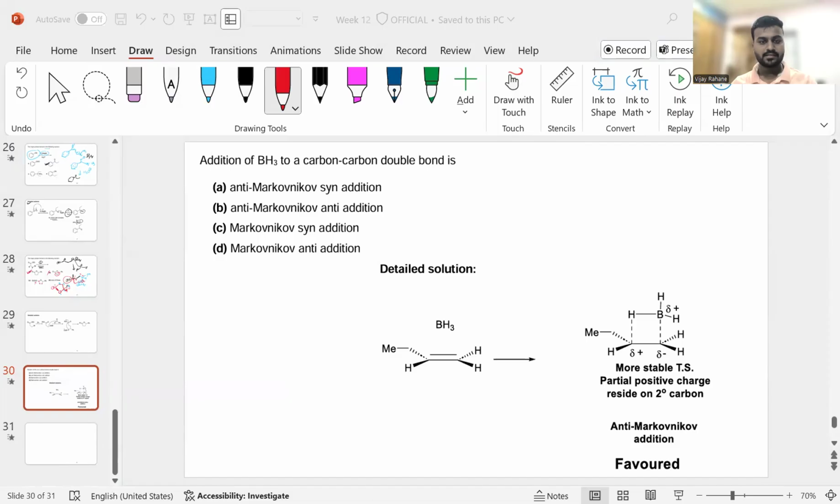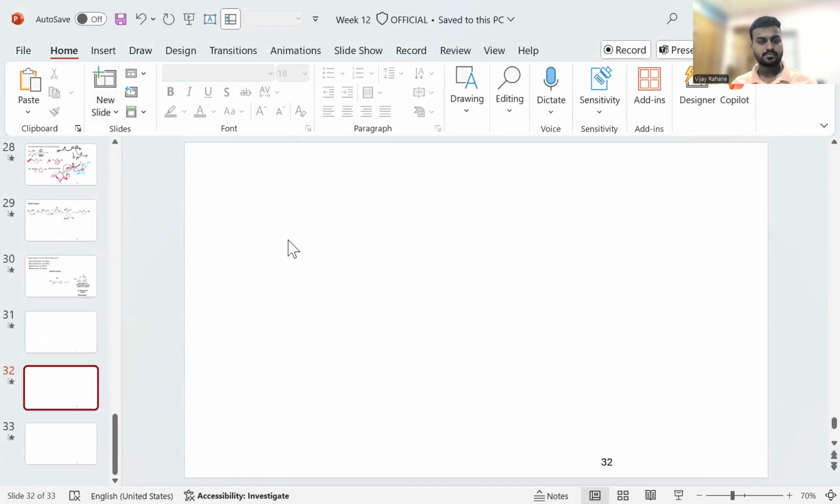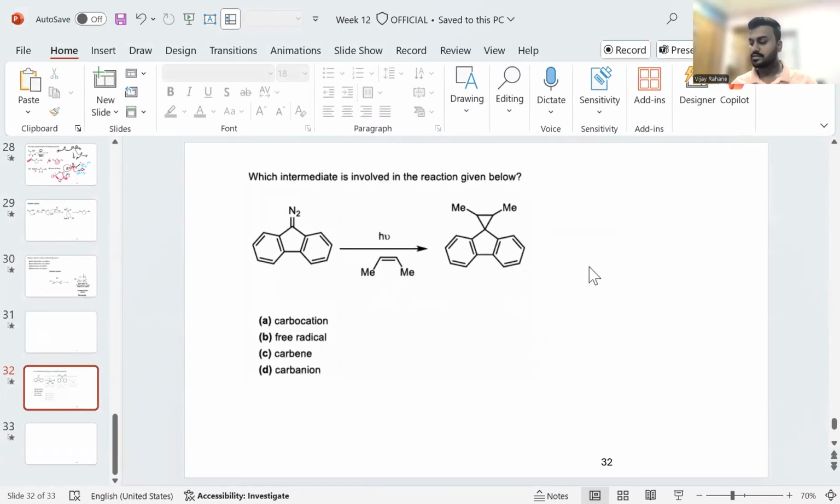In the week 12 assignment, there are simple questions. So I will take some sample problems from the week 12 also. So here is one question that is in the assignment. So this N2 we can draw in this fashion also.